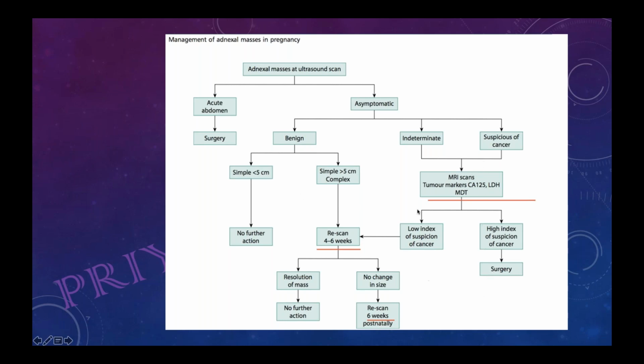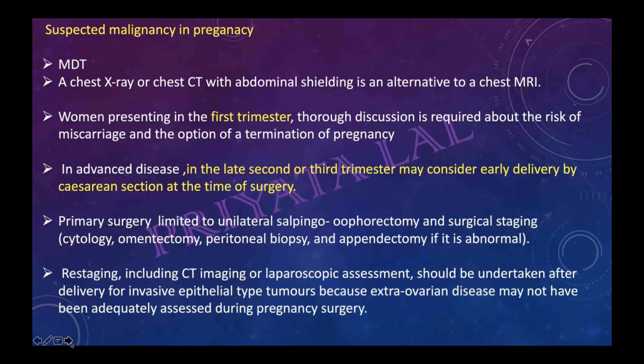Okay, another simple way to learn is: simple cyst more than 5 centimeter, complex cyst, intermediate type of mass, they will be rescanned after 4 to 6 weeks, and a postnatal scan. So there will be a two-way scan. Any suspicion of cancer will go for surgery or MDT. Okay, now this is what they have written: if malignancy is there in pregnancy, there would be an MDT. Without onco MDT, nothing will be done.